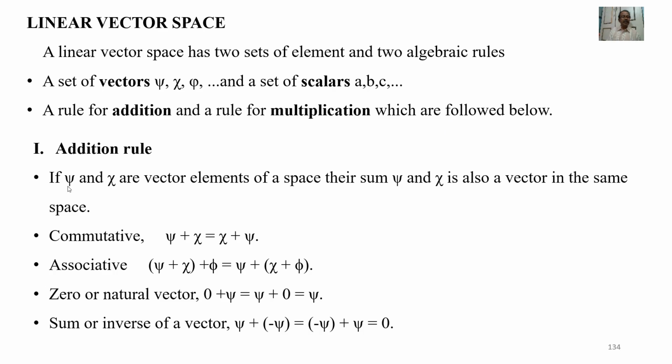If psi and chi are vector elements of a space, their sum chi plus psi is also a vector in the same space. Commutative property: psi plus chi is equal to chi plus psi. Associative property: chi plus psi plus phi is equal to psi plus chi plus phi. Zero is the neutral vector: 0 plus psi equals psi plus 0, which is equal to psi. Inverse of a vector: psi plus minus psi is equal to minus psi plus psi, which equals 0.